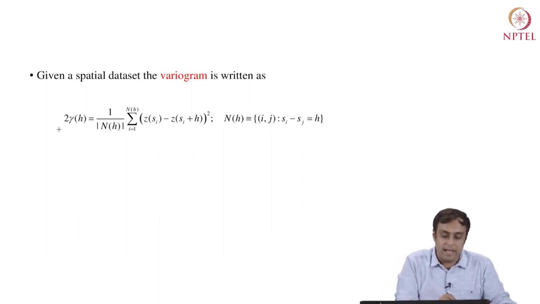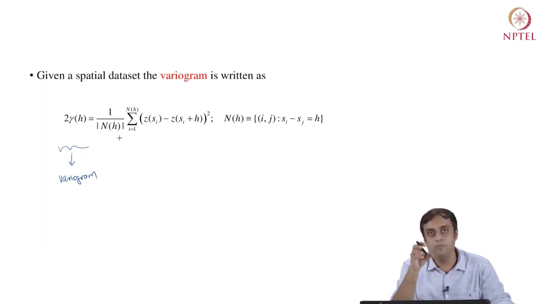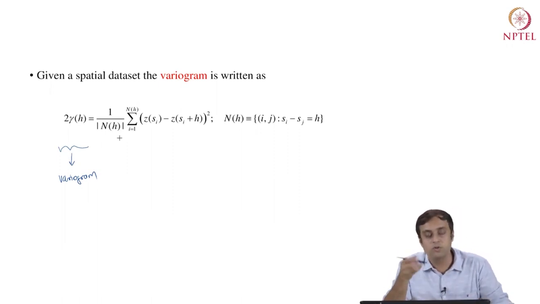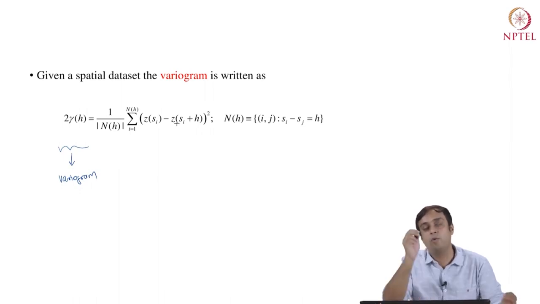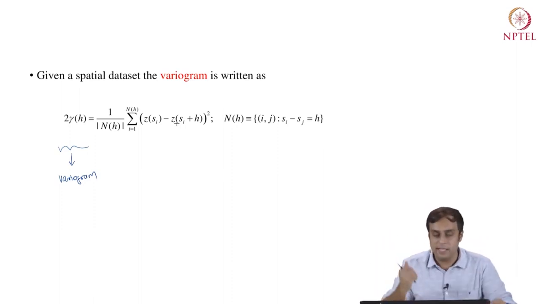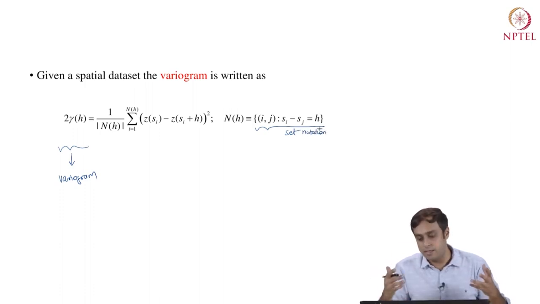Now, given a spatial data set or a data sample, the variogram is written as the following. It is given as 2 gamma(h), which is by definition the variogram, equal to 1 over the number of observations, denoted as modulus N(h), summation i goes from 1 to N(h), of the first difference squared values of realizations at location s and location s plus h. This N(h) is a set. This is a set notation, and it says it contains elements i, j in pairs. So it contains pairs of elements such that they are separated by the lag vector h.